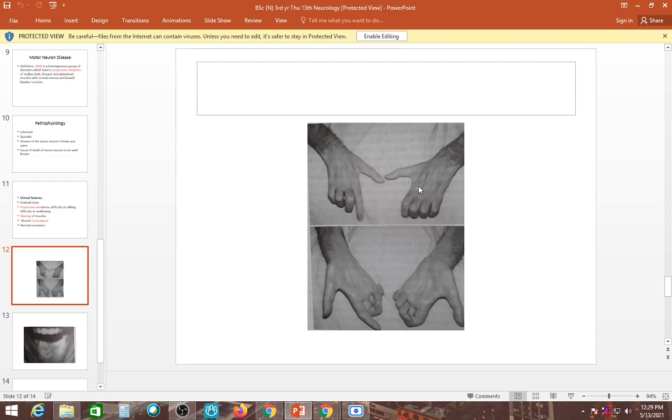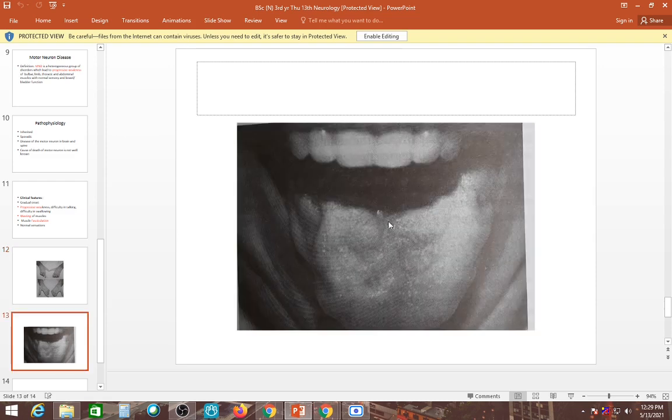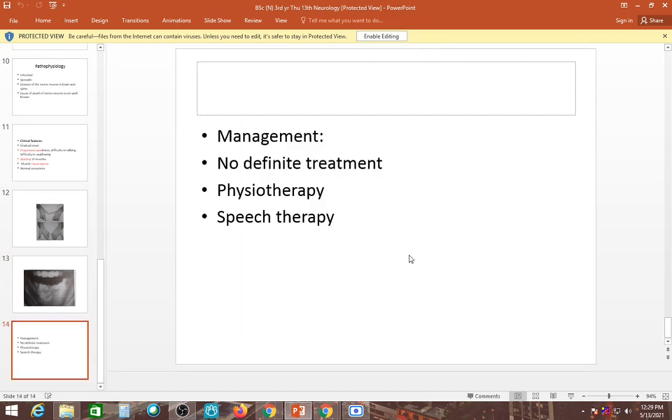Here you can see the tongue. The tongue also has become wasted. Okay? The tongue muscle has thinned out. There are grooves seen in the tongue because the muscles are not healthy. The muscle is wasted. So this is motor neuron disease.